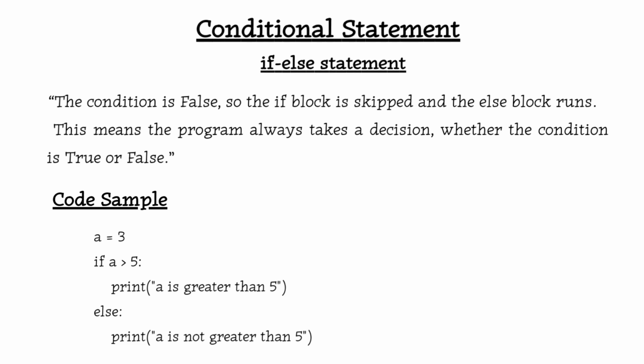So basically, the program takes a decision whether a condition is true or false. And if you did not get it clearly over here, I have shown another practical example as well. We'll explain in the later view.